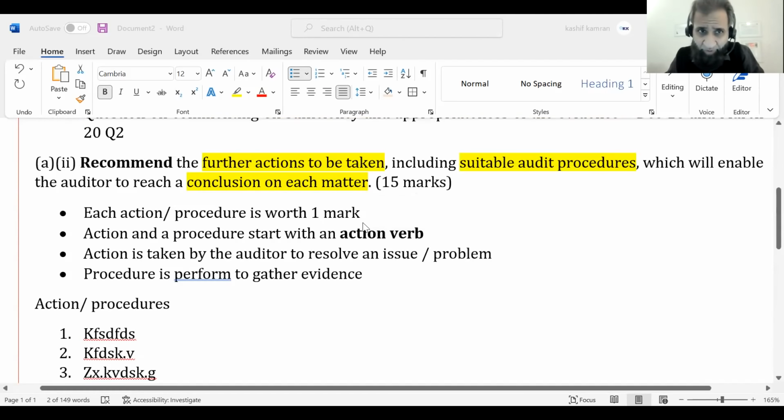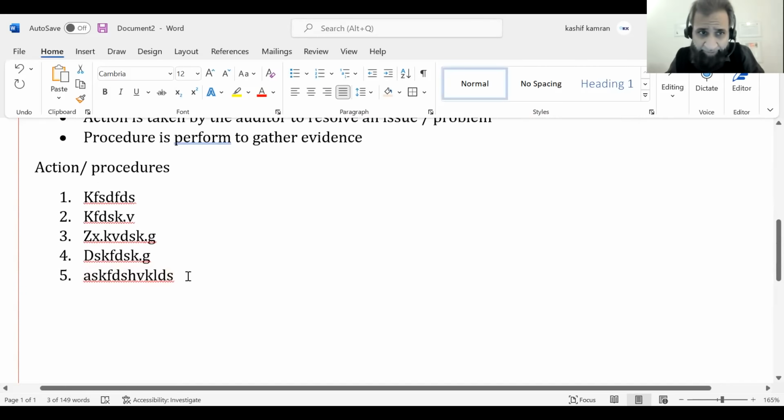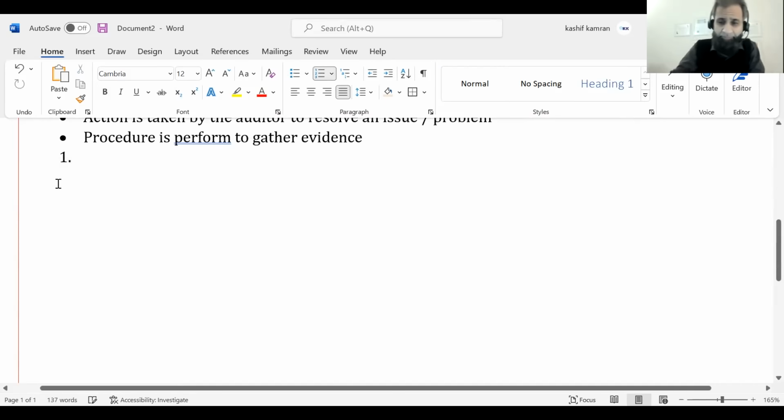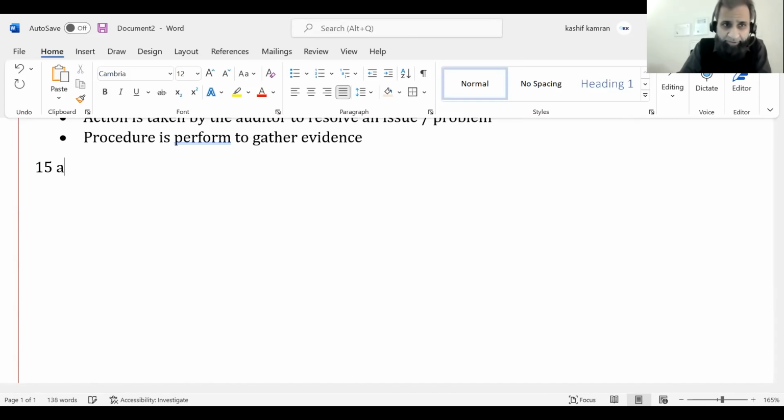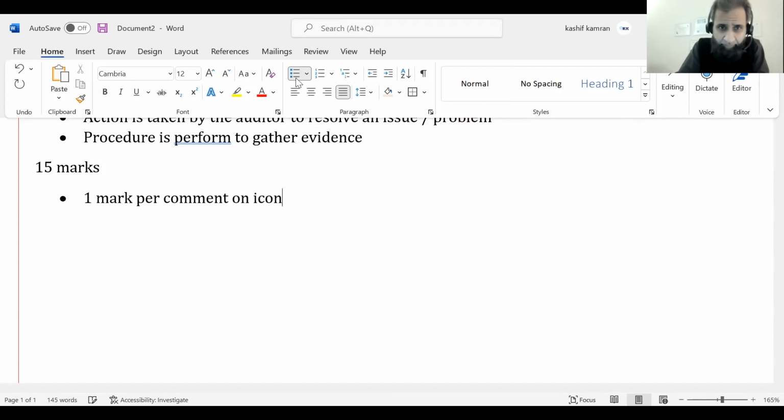But are you clear with the second requirement? Recommend the actions and suitable procedures. The number of marks available is 15 in total. So now when you look at the 15 marks, what will happen? For 15 marks, you get 1 mark per comment on inconsistency. You get 1 mark per action, and you get 1 mark per procedure, right?